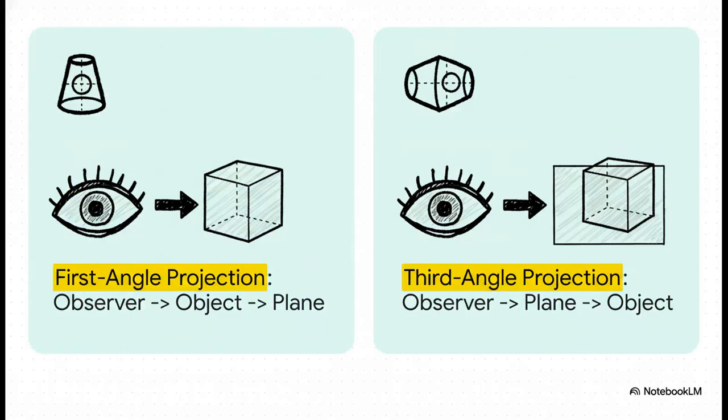And it turns out the world basically settled on two main dialects for this grammar: first angle and third angle projection. And the difference between them is actually super simple. It's all about the order of three things: the observer, that's you, the object itself, and the plane of projection, which is just the paper or screen.